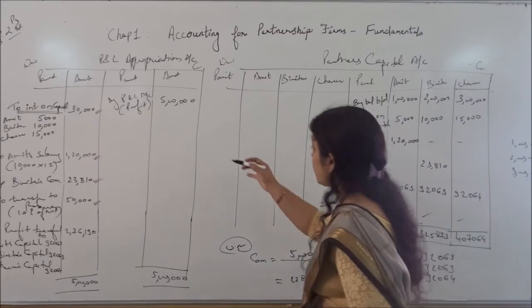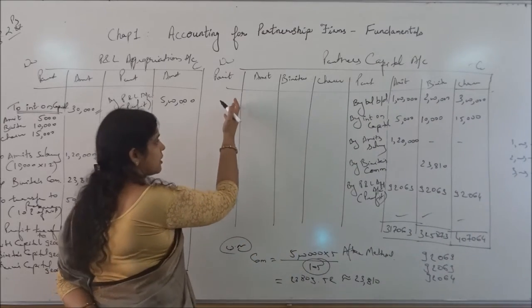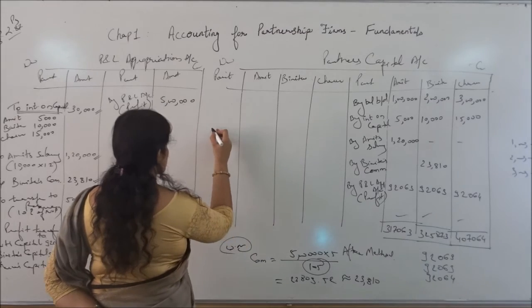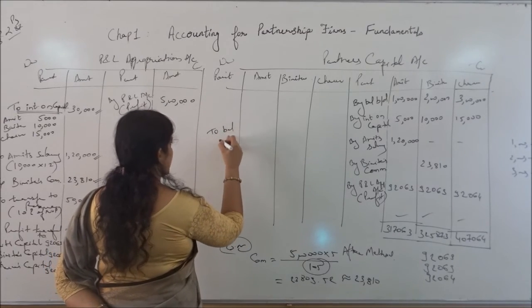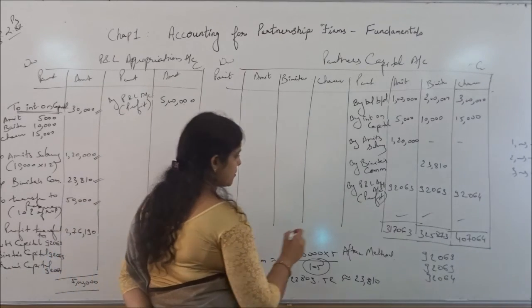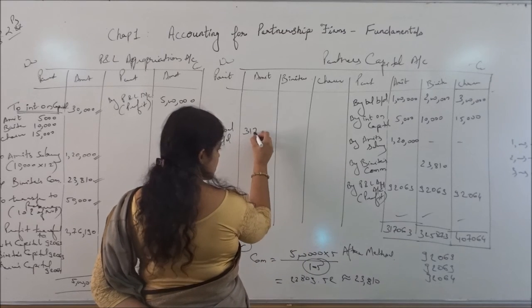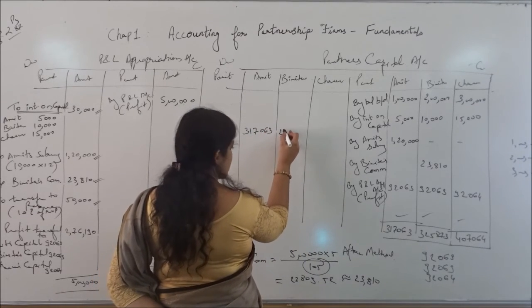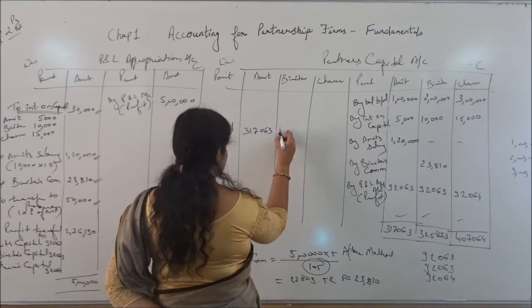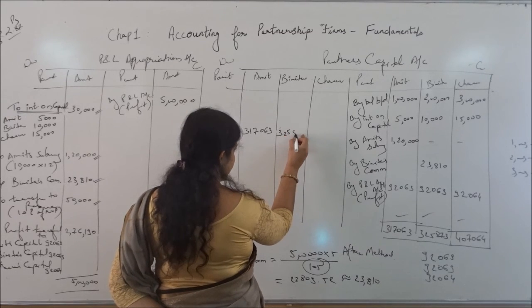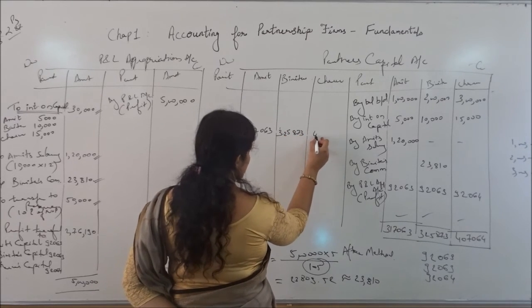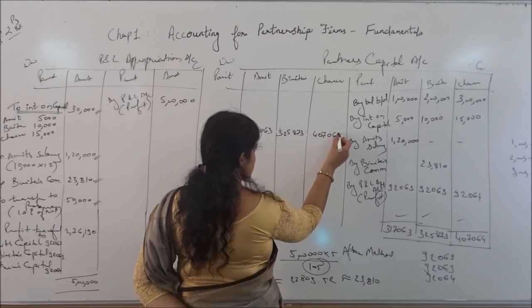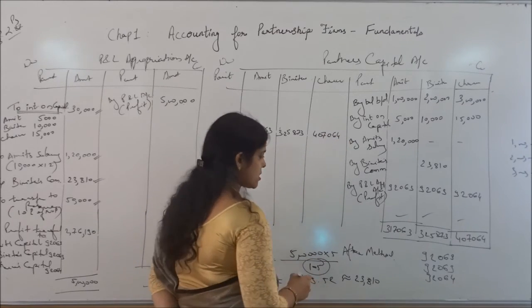Now just here no item is there, you can see. If drawing is there, interest on drawing will be taken, but nothing is there, so just close it to balance. In the capital account, the same figures will come here: 317,063, 325,873 and 407,064. These are the balances which are transferred.